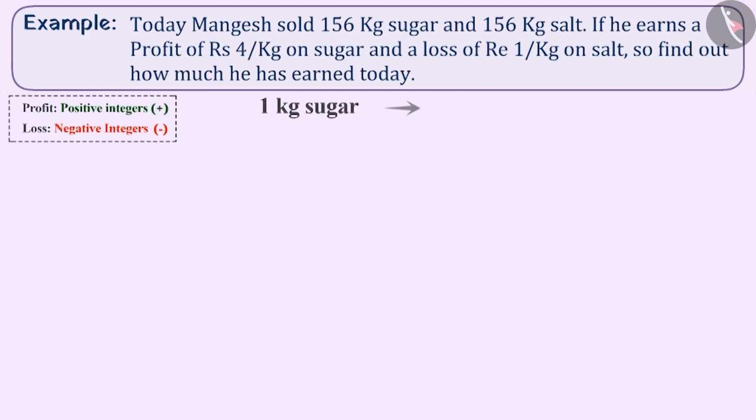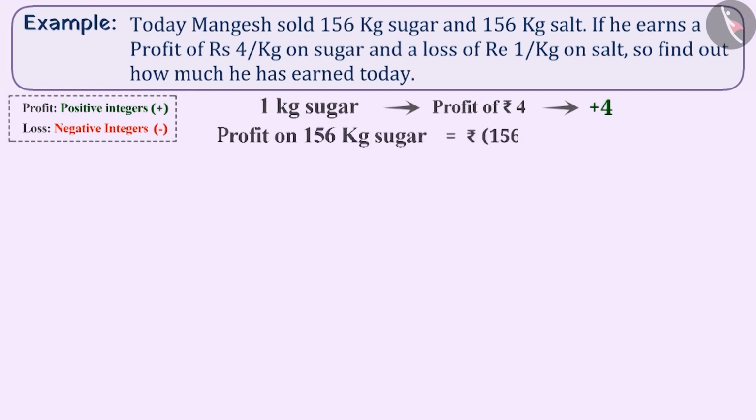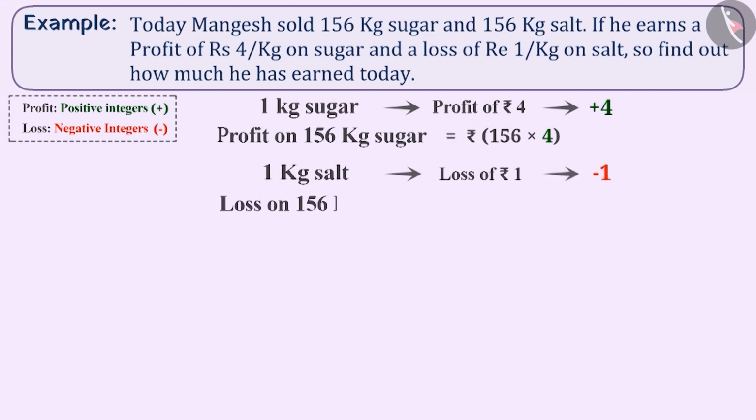Mangesh makes a profit of 4 rupees on 1 kg sugar. We can show this as +4. Similarly, on 156 kg of sugar, Mangesh's profit will be 156 multiplied by 4. Similarly, loss on selling 1 kg of salt is 1 rupee. We can show this as -1. So, on 156 kg of salt, Mangesh's loss will be 156 multiplied by -1.